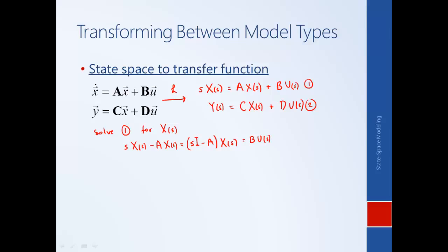Okay. Then we need to finish solving for x of s. If this equation was a scalar equation, all we would do is divide through by this factor, divide through by this quantity. In this case, however, this is not a scalar, it's a matrix, so we can't just divide through. What we need to do is multiply by the inverse of this matrix. In particular, we want to cancel out that sI minus A, so we multiply on the left-hand side by its inverse. We have to do that on both sides.